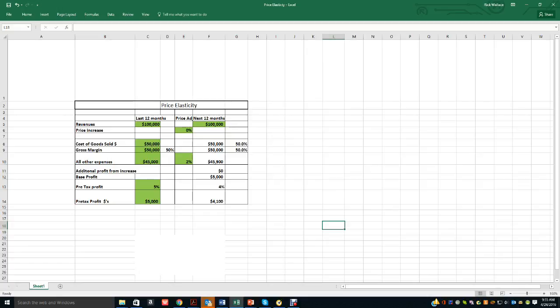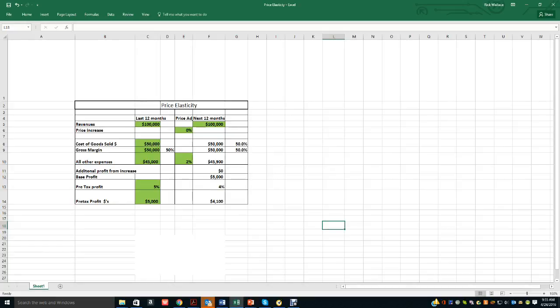But let's look at the power of pricing. So in this case, there's the last 12 months. I go back. My revenues are $100,000. My cost of goods sold is $50,000. My gross margin is $50,000 or 50%. So that's what those goods and services cost me to resell at $100,000 is $50,000. My other expenses are $45,000. So I made a 5% profit or $5,000.